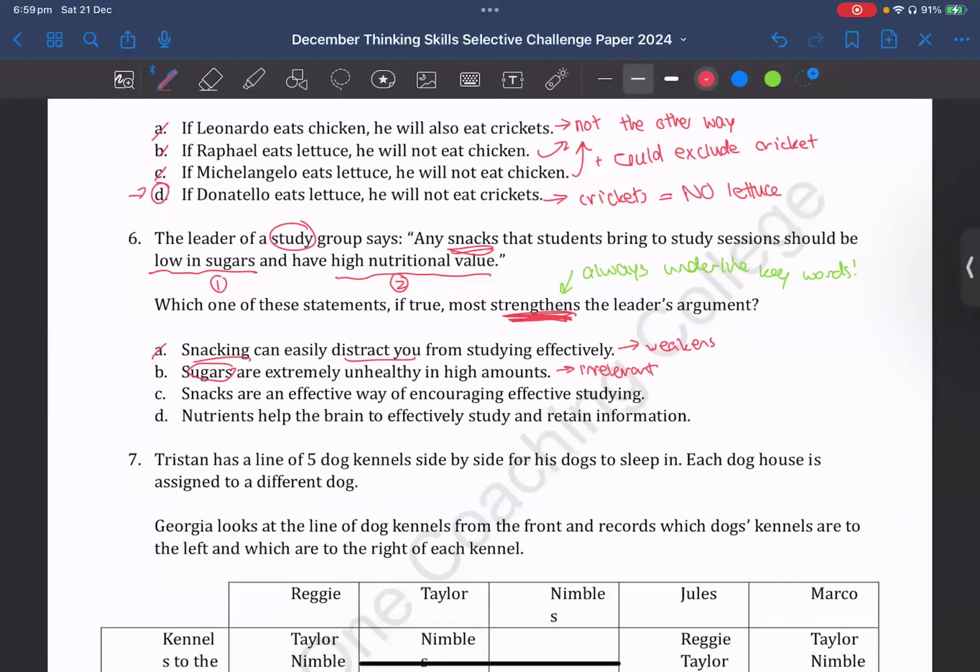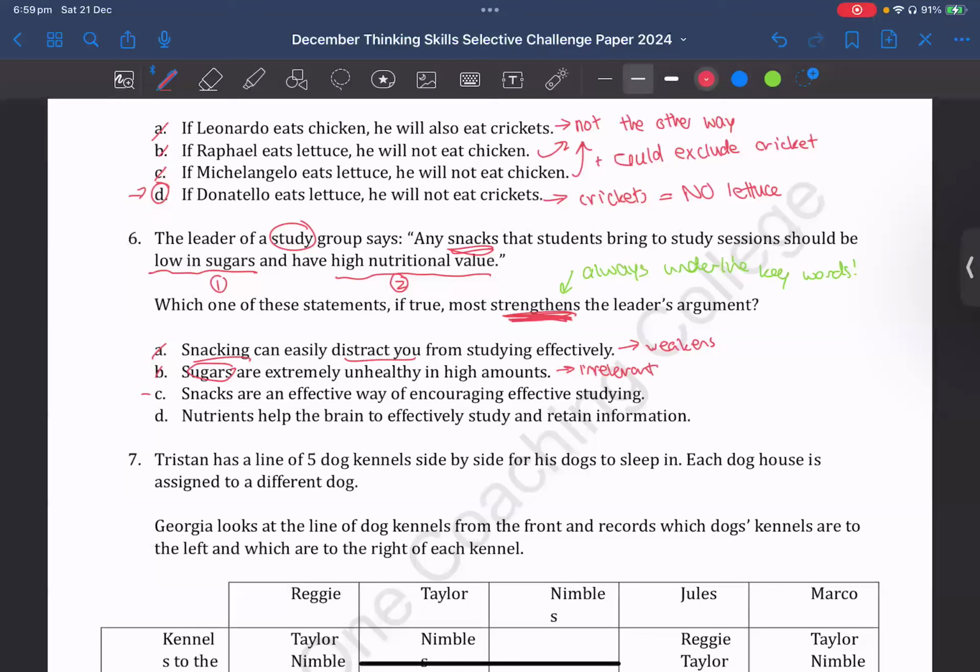Snacks are an effective way of encouraging effective study. Yeah, this makes sense, but remember, it's okay, but it's not the best because it doesn't actually mention low in sugar or nutritional value. These are the key things we're looking for, which is why I think it's not the best answer, but we'll see if D is better.